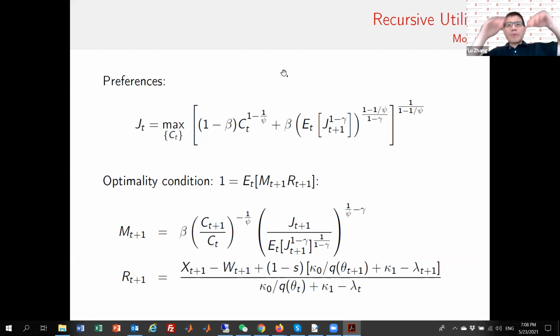But for now, recursive utility, fairly standard from Epstein-Zin and Weil as well. So consumption Euler equation. That's the pricing kernel, and that's the stock return. In this case, it's just a hiring return because there's no capital. Stock return is basically marginal benefit of hiring next period divided by marginal benefit of hiring today. Okay.